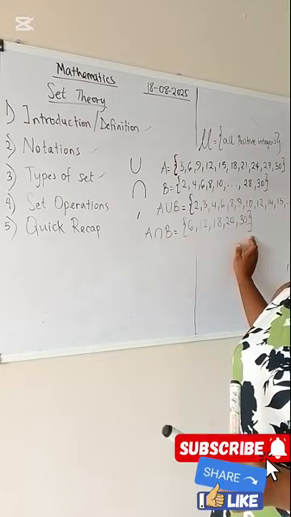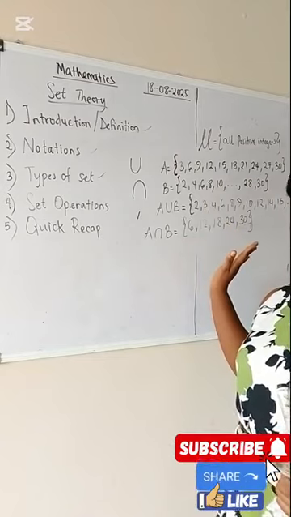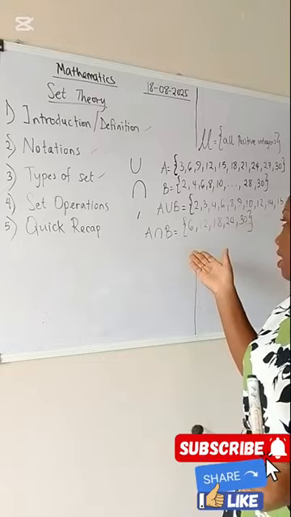Also, you take them in order. Also, there's no need to repeat any number. So this is A intersection B.